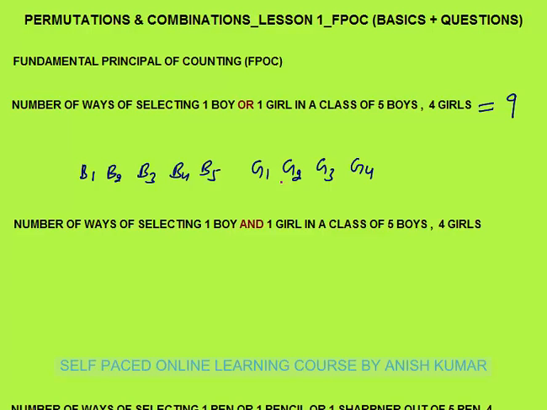Let's understand this in a permutation combination way. There are 5 boys. In how many ways can I select one boy? Let me write this here: one boy or one girl I need to select.